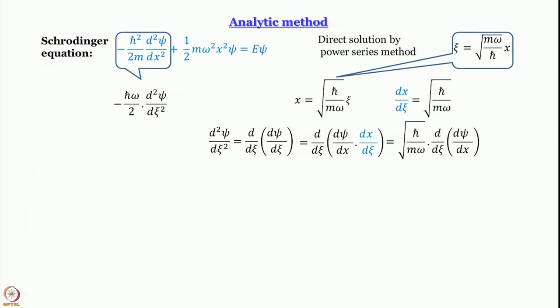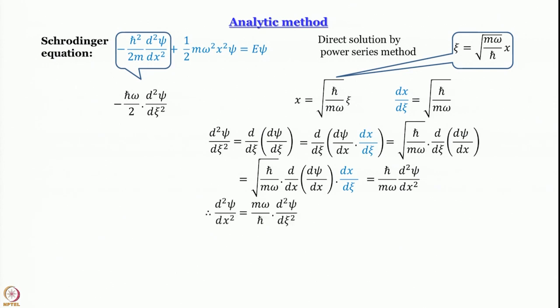We know what dx d xi is, that is a constant, let us bring the constant out, and then we are left with d d xi of d psi dx. That will then be equal to root over h cross by m omega times d dx of d psi dx multiplied by dx d xi. Once again, we know what dx d xi is, so we write it. The root sign goes and we get h cross by m omega multiplied by d 2 psi dx 2.